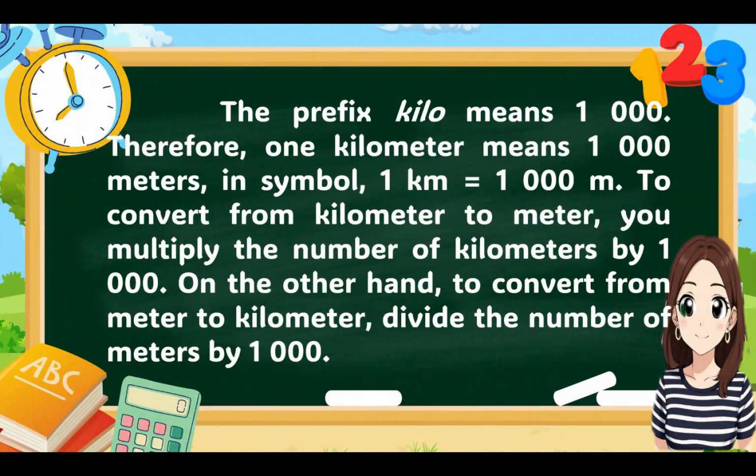The prefix kilo means 1,000. Therefore, 1 kilometer means 1,000 meters. In symbol, that is 1 km equals 1,000 m. To convert from kilometer to meter, you multiply the number of kilometers by 1,000. On the other hand, to convert from meter to kilometer, divide the number of meters by 1,000.